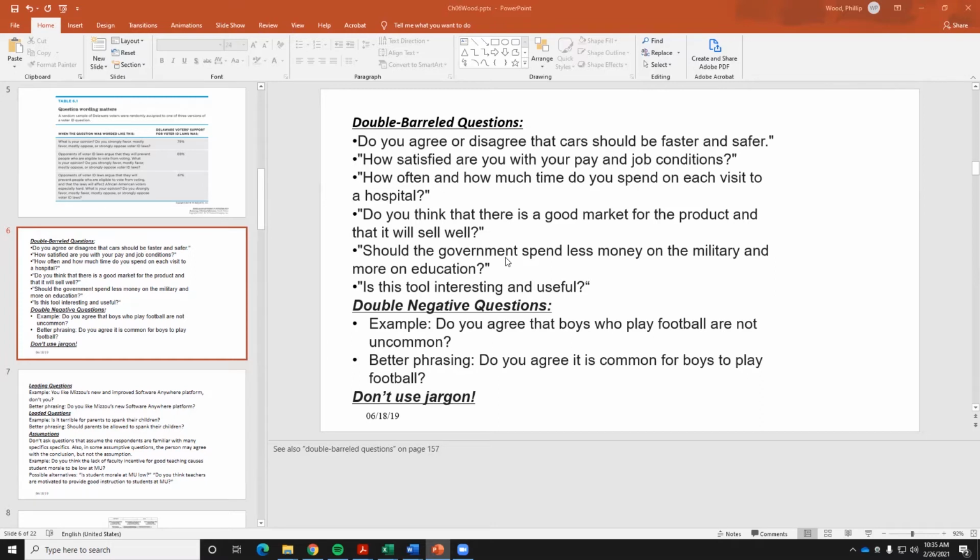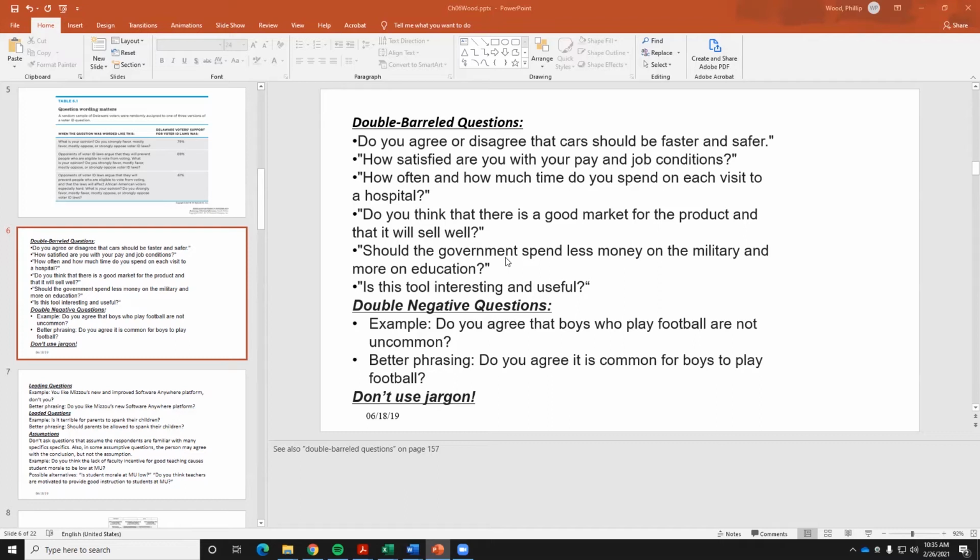As well as, do you think there's a good market for this product? Will it sell well? Should the government spend less money on the military and more on education? Well, what if you think the government should just spend less money, period? Or what if you think we should keep the military funding where it is and increase funding for education? Is this tool interesting and useful? All of these questions were taken from surveys that people wrote. And it's important that when you're looking at something, you think about, is this really one question or should it be two?